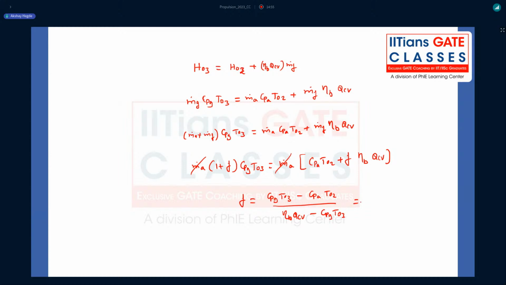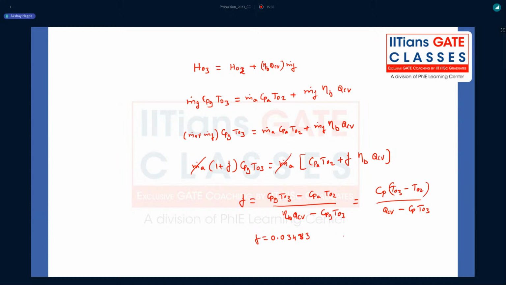Now you see everything is known to you. Cp is known, and in this question you can treat Cp as the same, so I can just take Cp. Divided by combustion efficiency, I can treat it as 100% since it is not explicitly given any value, so 100% efficiency of combustion, minus Cp of T03. Now you keep all the numbers, and you should get F equal to 0.0348, 3.